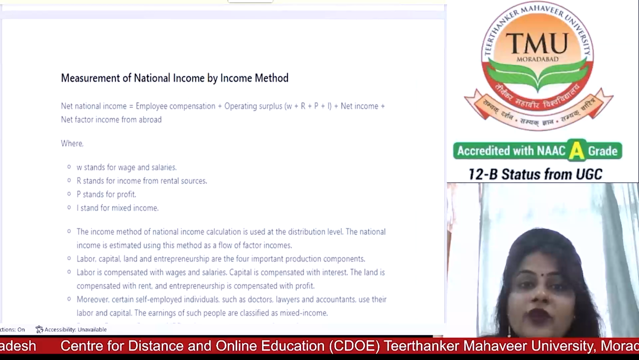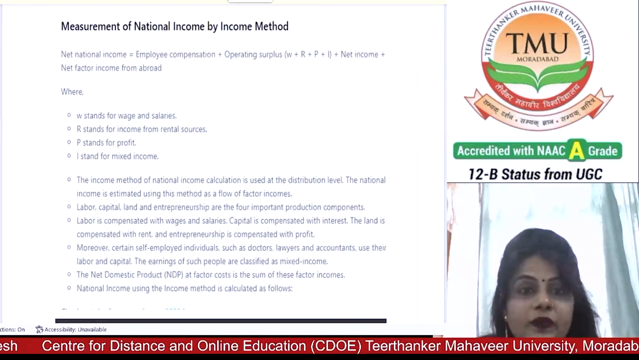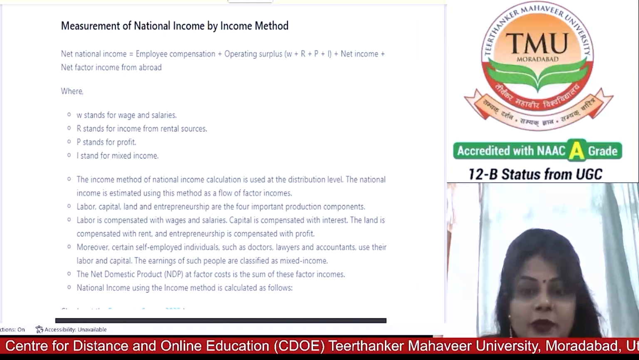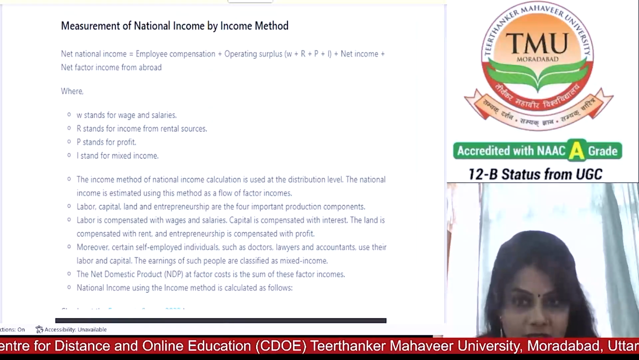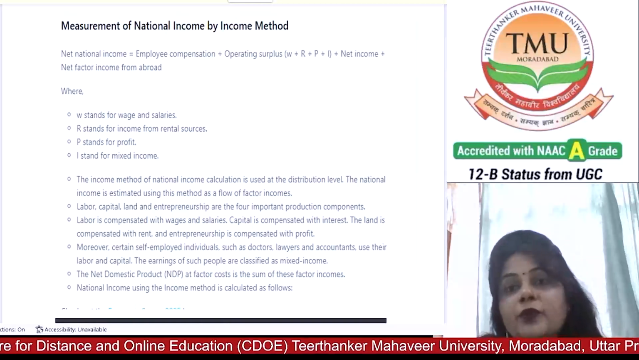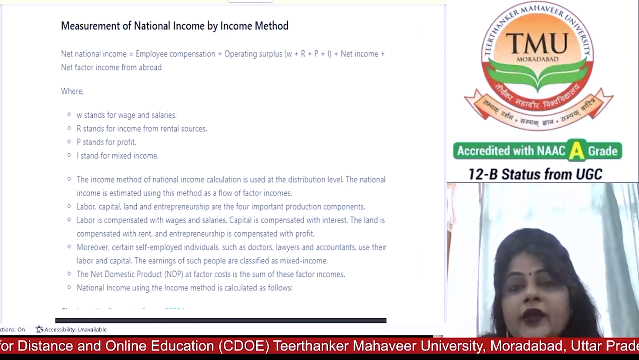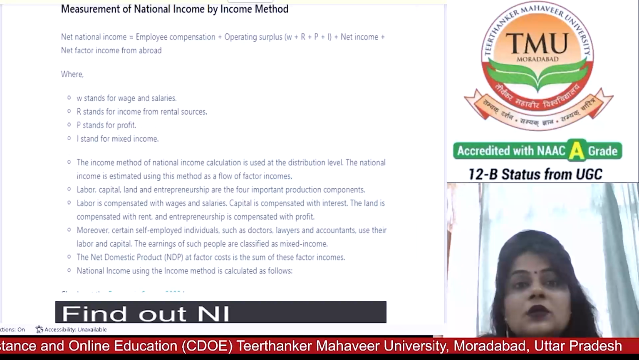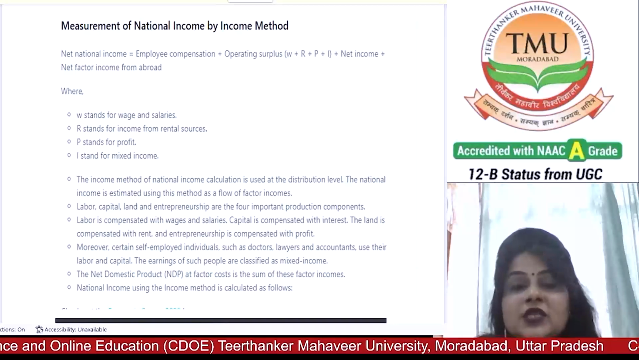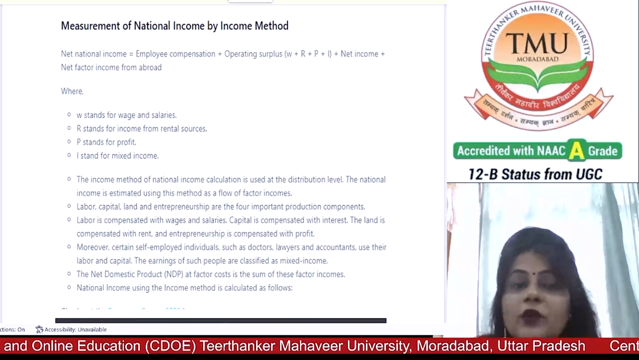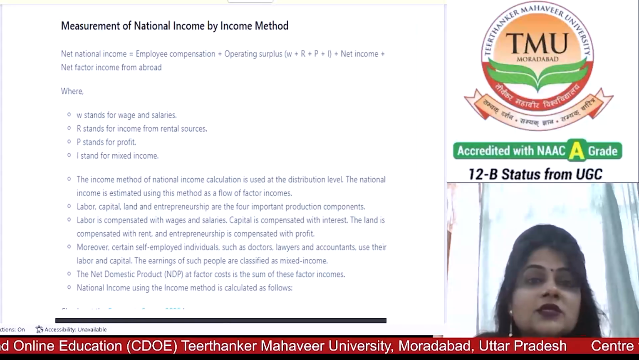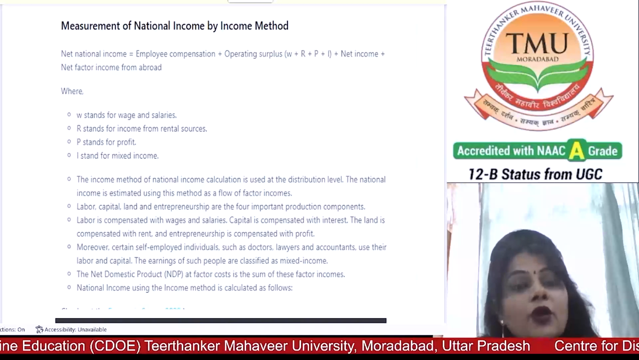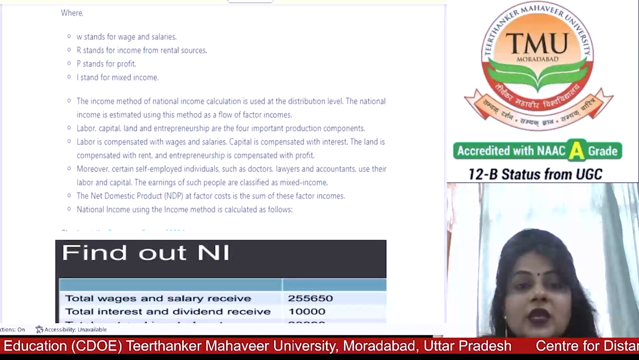So, measurement of national income by income method: net national income is equal to employees' compensation plus operating surplus. Operating surplus is wages, rent, profit, and interest, plus net factor income from abroad. W stands for wages and salaries, R stands for income from rental resources, P stands for profit, and I stands for mixed income.